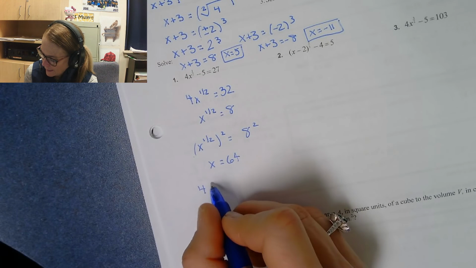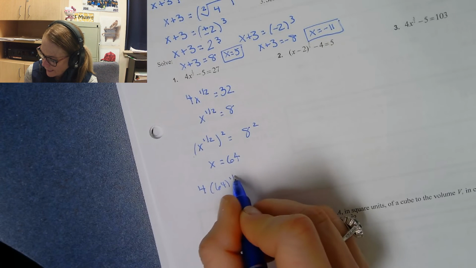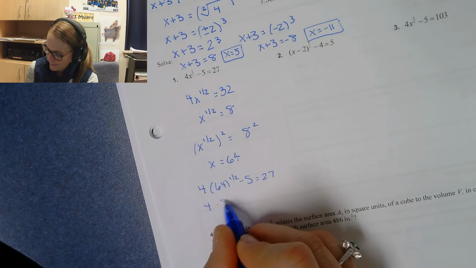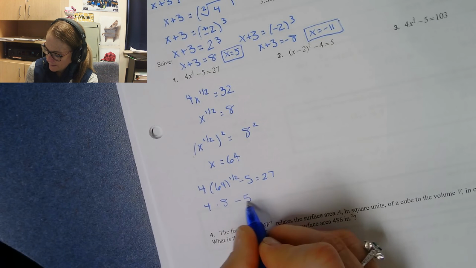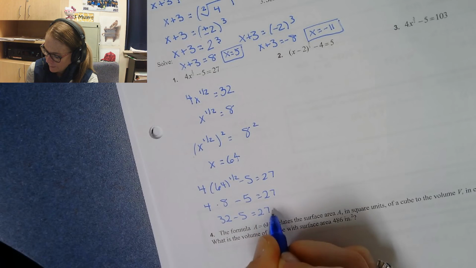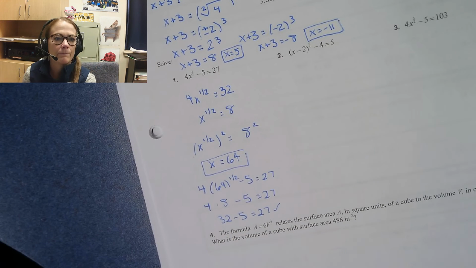Is 4 times 64 to the 1/2 plus 5 equal to 37? Okay, is 4 times 8, the square root of 64 is 8, plus 5 equal to 37? Is 32 plus 5 equal to 37? You bet. So this checks out.